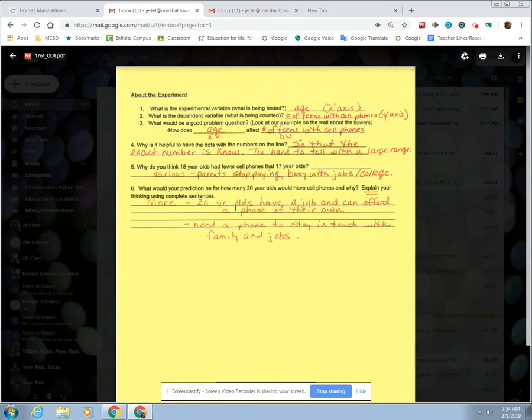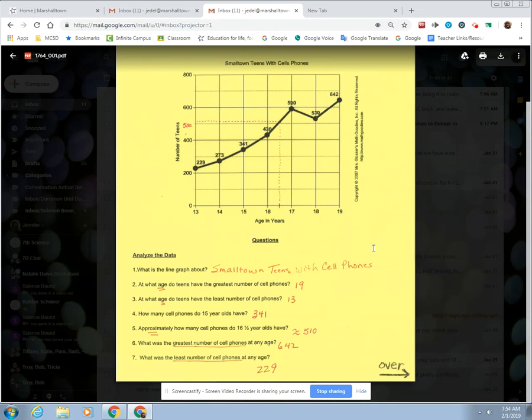I just like to see what your thinking is. And so I want you to compare this to what you had on your worksheet. And if you've got any questions, let me know.